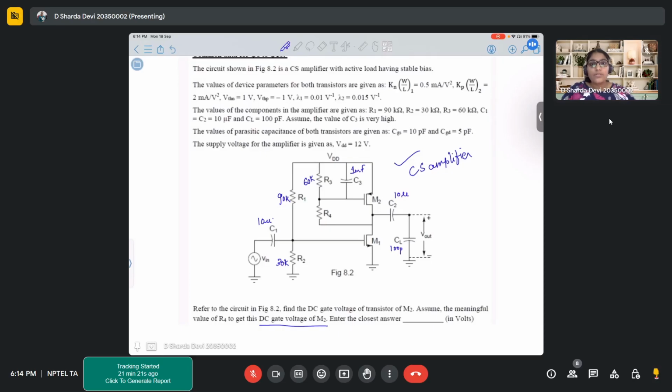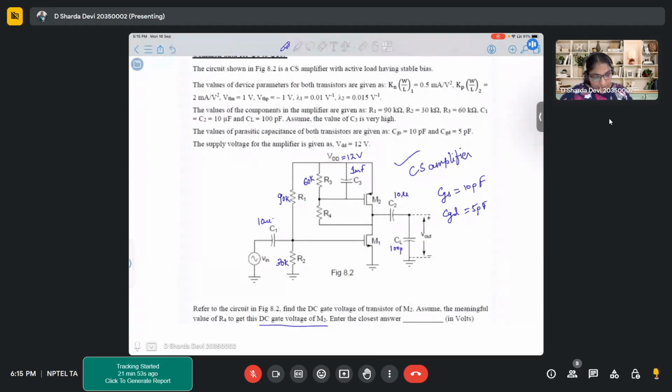Oh, okay. So yeah, I was saying these are the parameters given. Other than that, we know that CGS is 10 picofarad, CGD is 5 picofarad, VD is 12 volts, lambda 1, lambda 2 are given, VTS is given, Kn and Kp are given, like Kn W by L, Kp W by L.